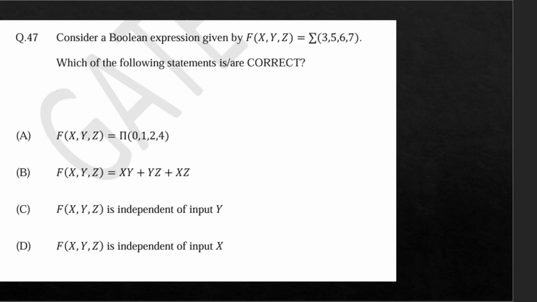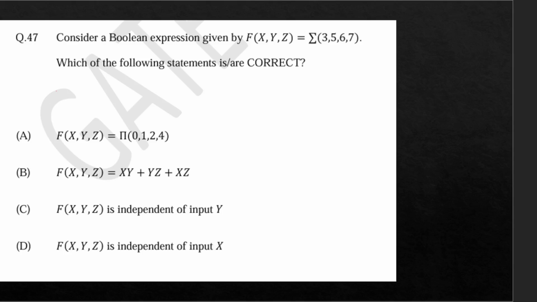Okay, everyone, so let's discuss this. Consider a Boolean expression given by f(x, y, z), and these are the minterms given to us. Which of the following statements are correct? You can see option A, option B, option C, and option D. Option A is maxterm is given. Option B is minimized minterm is given. Option C is asking about independence of input y, and option D is asking about independence of input x.